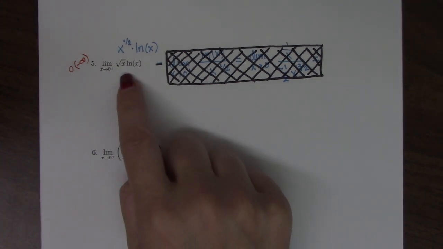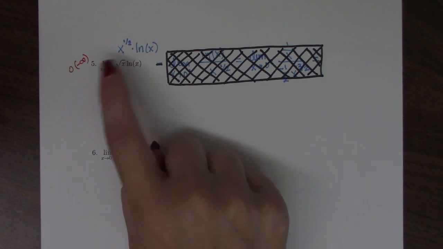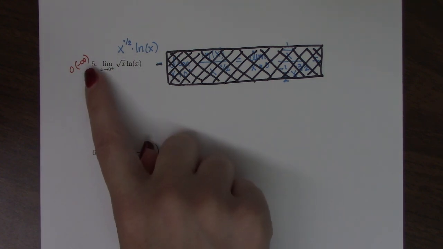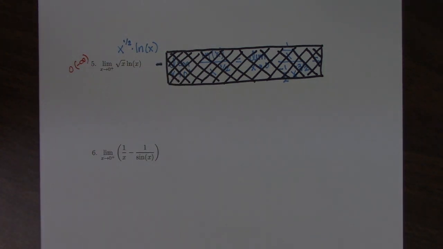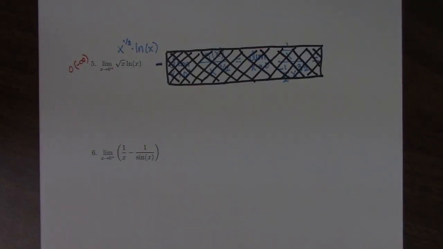So what we've got here, if we try to plug in values into this limit, we can see that the square root of x as x comes from the right is going to go to 0. But ln of x, as we check the limit from the right, is going to go to negative infinity. So what we actually have here is 0 times infinity. So this is one of the special indeterminate forms that we showed you in the intro video. And so we're going to have to do some work to get it in L'Hopital form.